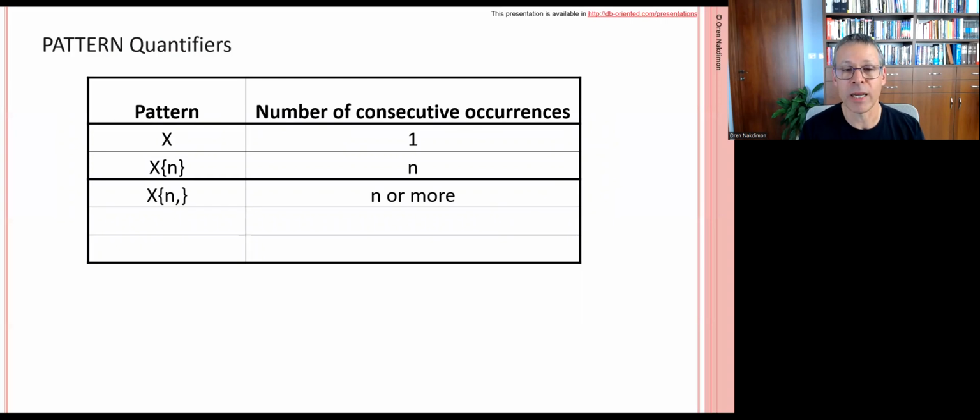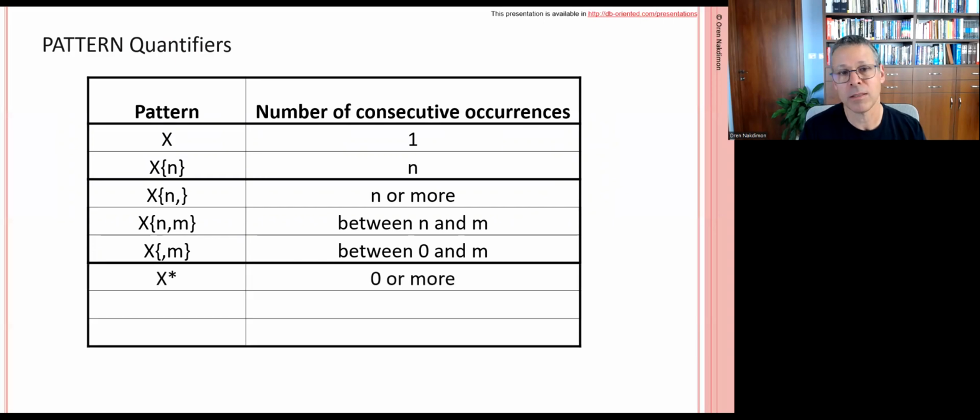This syntax is for at least n successive occurrences. This one is for any number between n and m successive occurrences, and this is for at most m successive occurrences. And we have even shorter shortcuts. X star means 0 or more, X question mark means 0 or 1, and X plus means 1 or more. If you are familiar with regular expressions, you already see that we are using here the regular expression syntax.